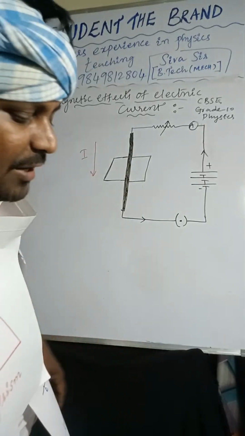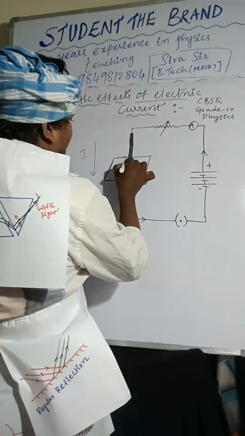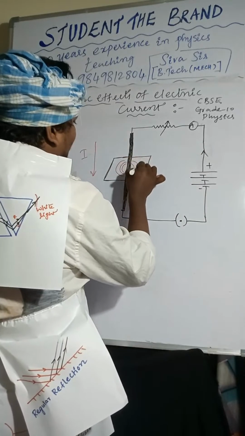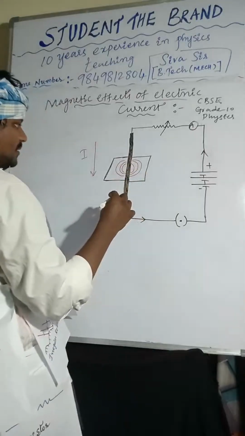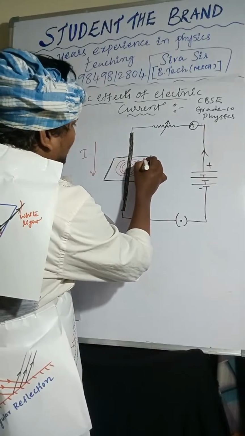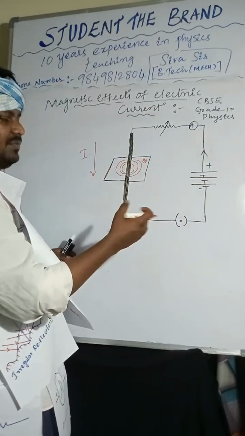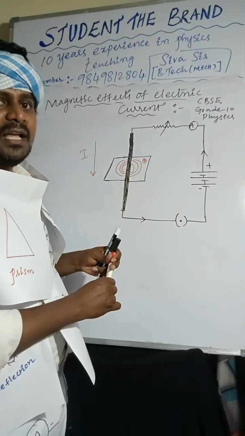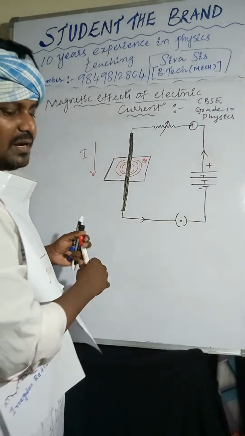So how to find out? By using a compass around this one. I hope you got the clarity. Around this one, the magnetic field lines will form in the form of concentric circles. Current is passing in the downward direction, and a magnetic field will be there. If you place the compass here, then we can identify whether a magnetic field is there or not.